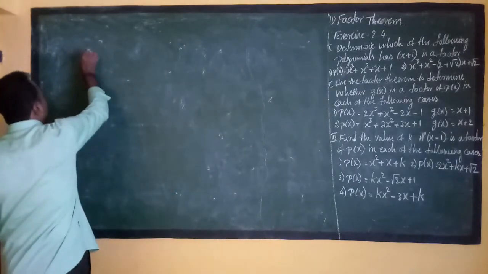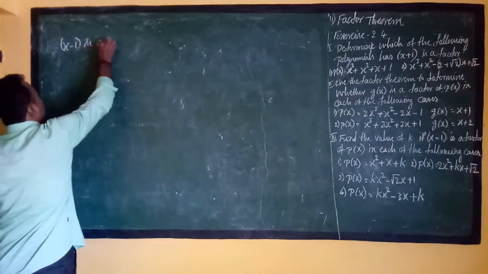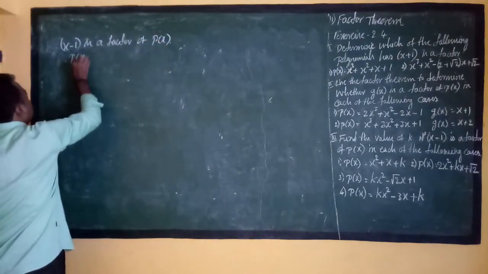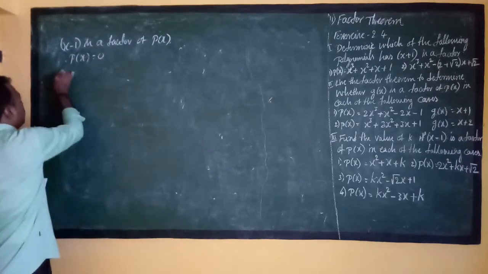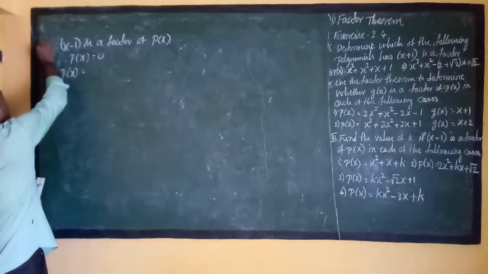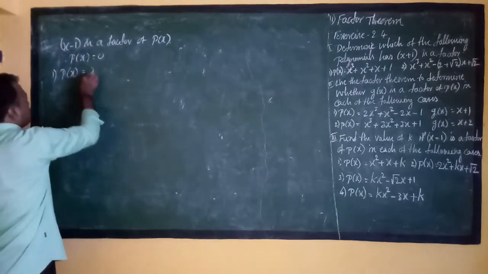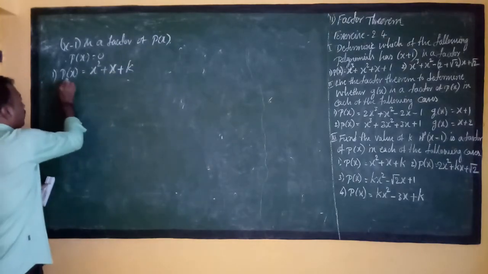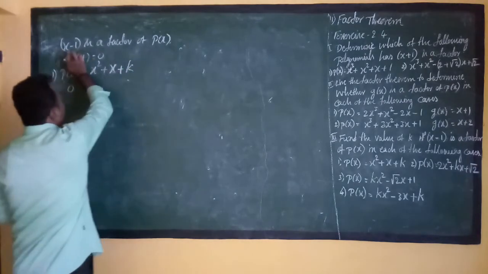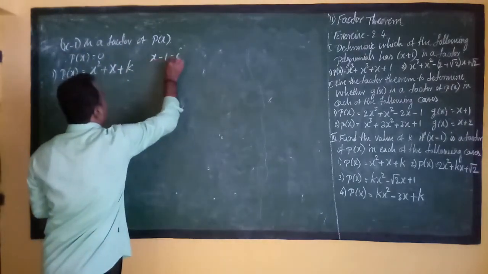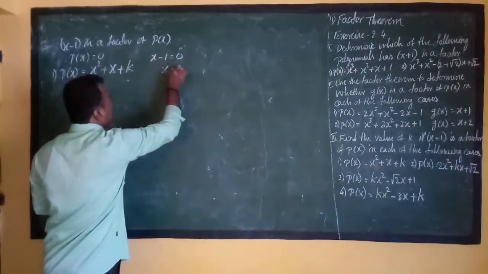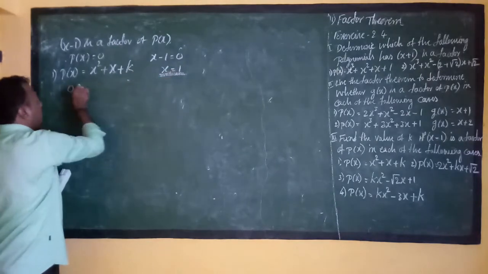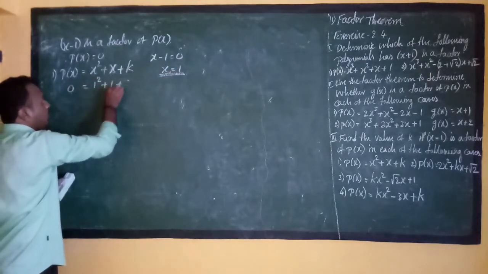So if x minus 1 is a factor of P of x, therefore P of x becomes 0. P of x is equal to x square plus x plus k. Now P of x becomes 0, and x minus 1 is a factor, so x minus 1 is equal to 0. I equate it to 0, so x becomes plus 1. This value we have to substitute here: P of x becomes 0 and the x value is 1, therefore 1 square plus 1 plus k.